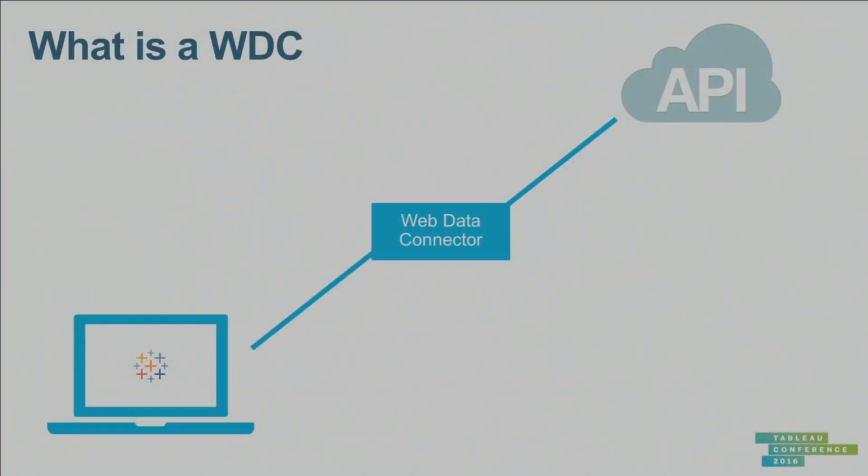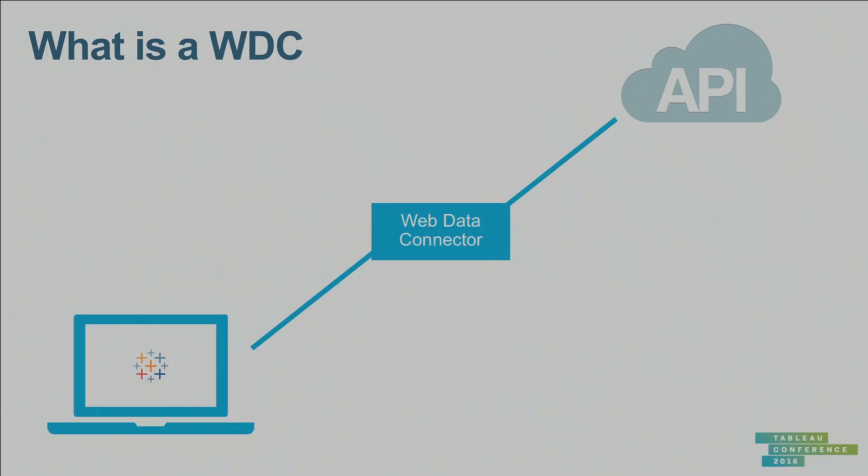The analogy I like to use for talking about web data connectors is that the web data connector forms a bridge between Tableau and your cloud data. That could be a cloud application that you're trying to connect to, like Twitter, or very commonly, it's an internal REST API that your IT team has set up.